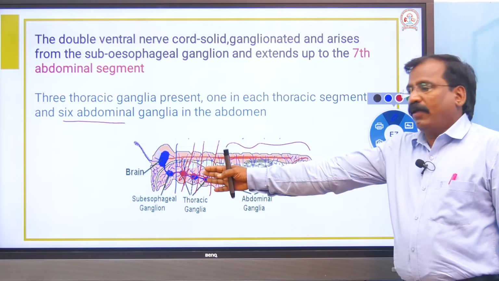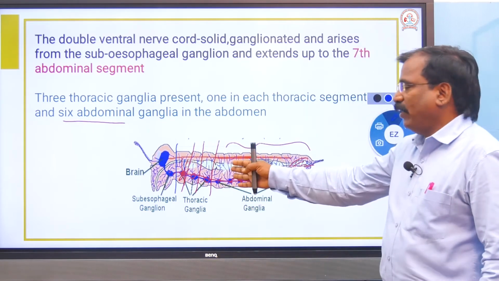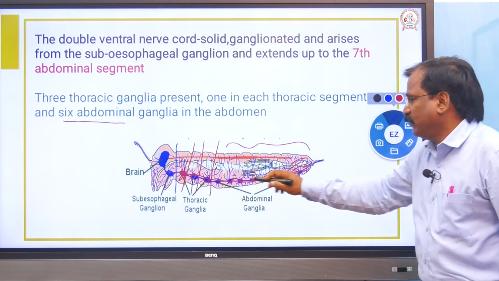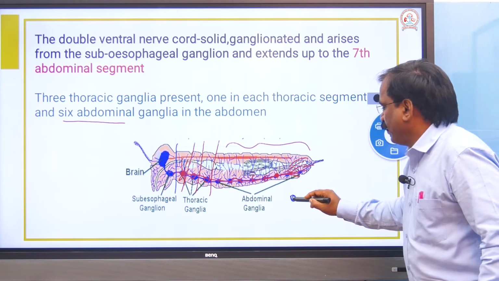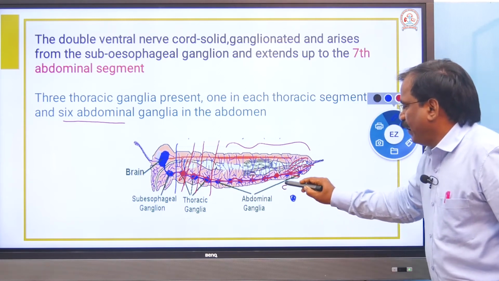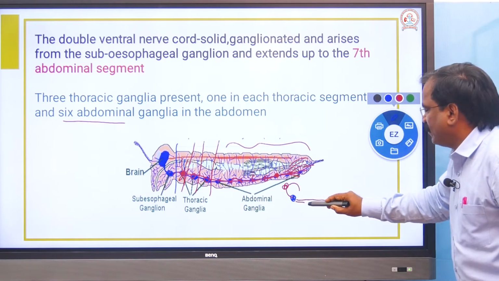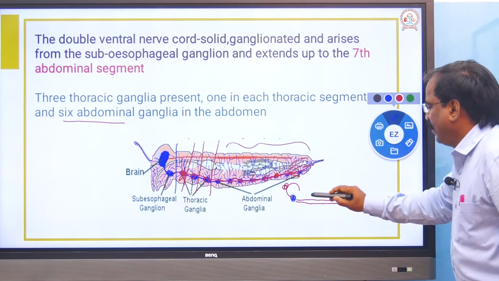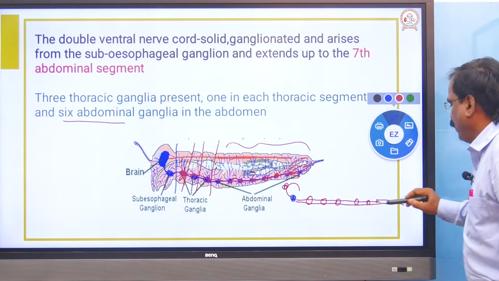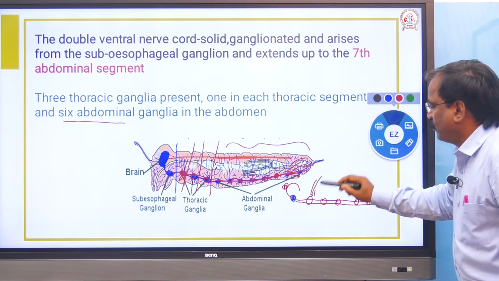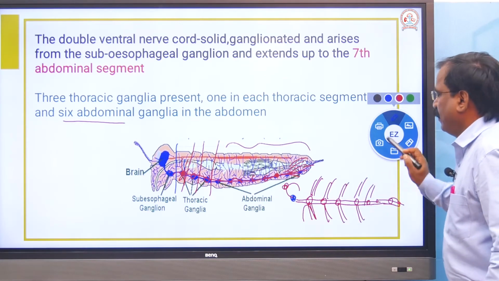Listen, I am repeating: from the subesophageal ganglion, the double ventral nerve cord arises, just like a railway track. Then there are segmentally arranged ganglia that supply nerves to the respective segments and control their function.